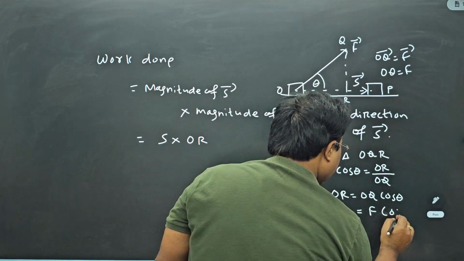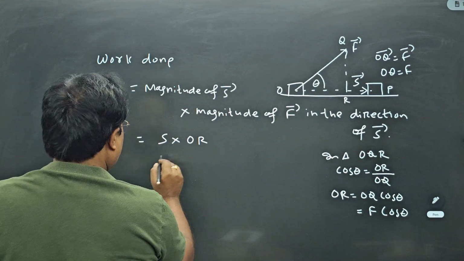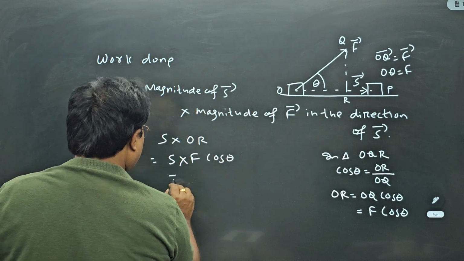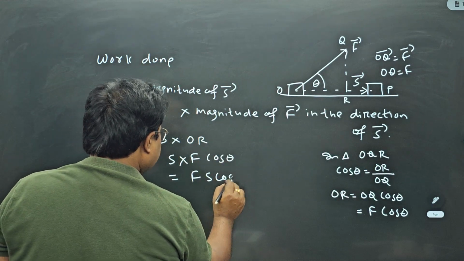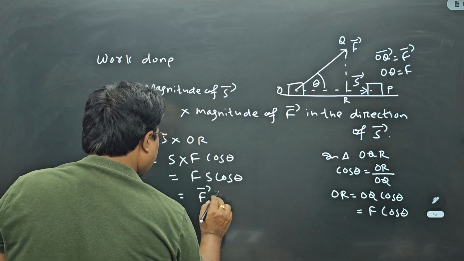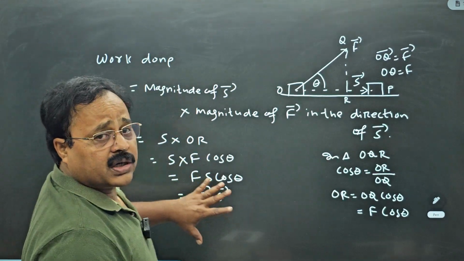So this becomes F cos theta. So we will write here S into F cos theta. So this becomes Fs cos theta. What is AB cos theta? AB cos theta is equal to A dot B. Fs cos theta becomes F dot S. So we have found work done.